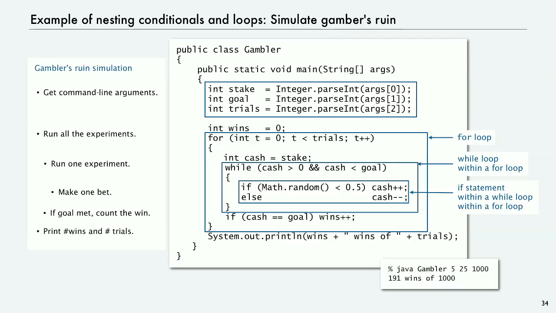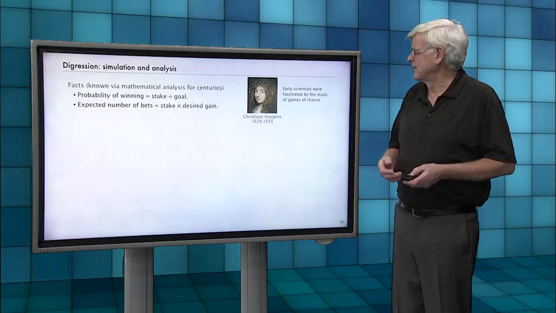So if we run this for a stake of 5, a goal of 25, and we do 1,000 trials, we're going to win 191 times out of 1,000, that tells us. So that's gambler's ruin simulation.